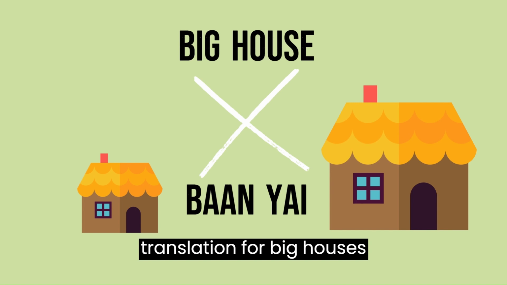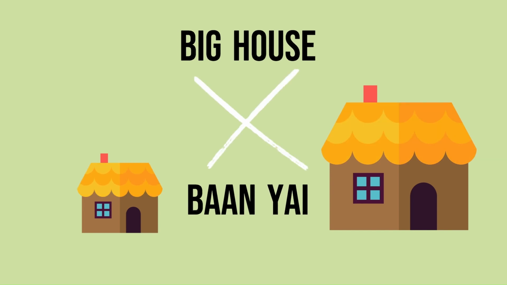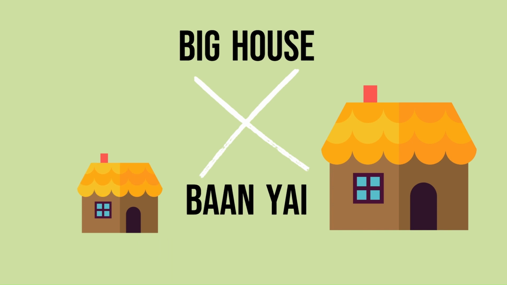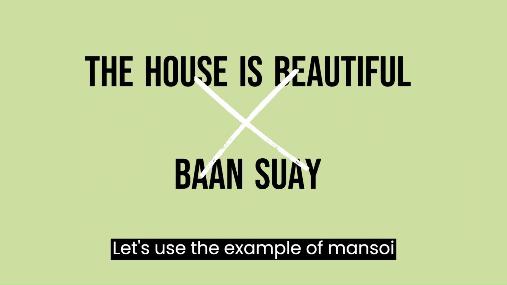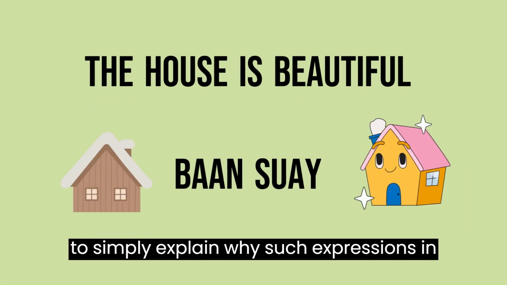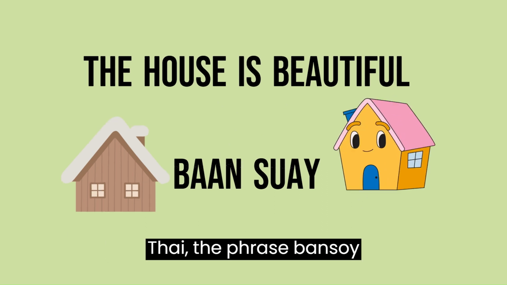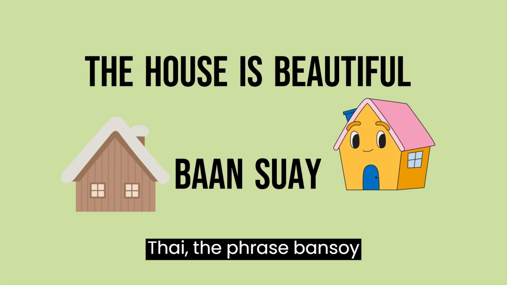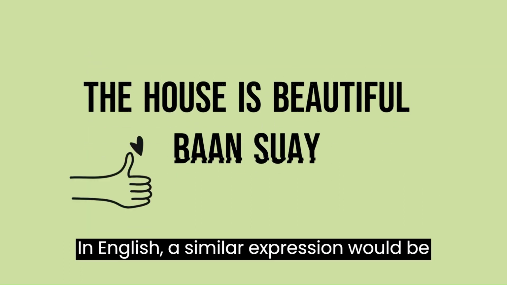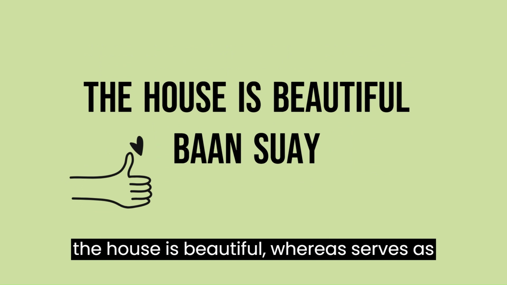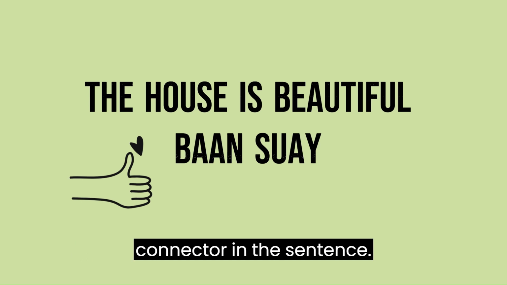The Thai translation for big house is บ้านใหญ่, where บ้าน means house, ใหญ่ means big. Let's use the example of บ้านสวย to simply explain why such expressions in Thai don't use a verb like to be. In Thai, the phrase บ้านสวย directly translates to house beautiful. In English, a similar expression would be the house is beautiful, where is serves as a form of the verb to be, acting as a connector in the sentence.